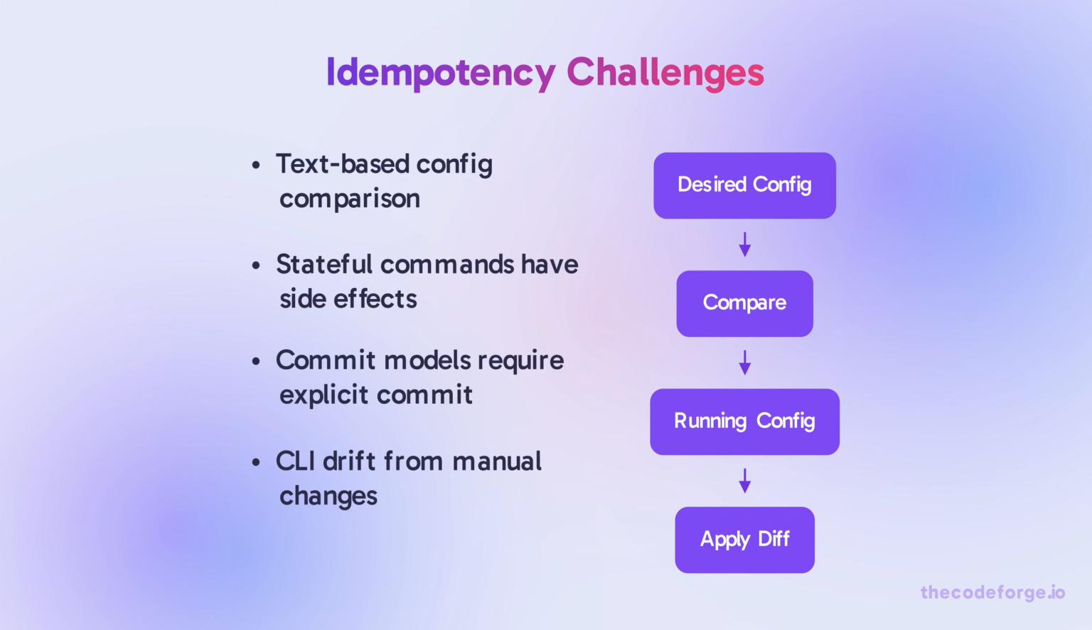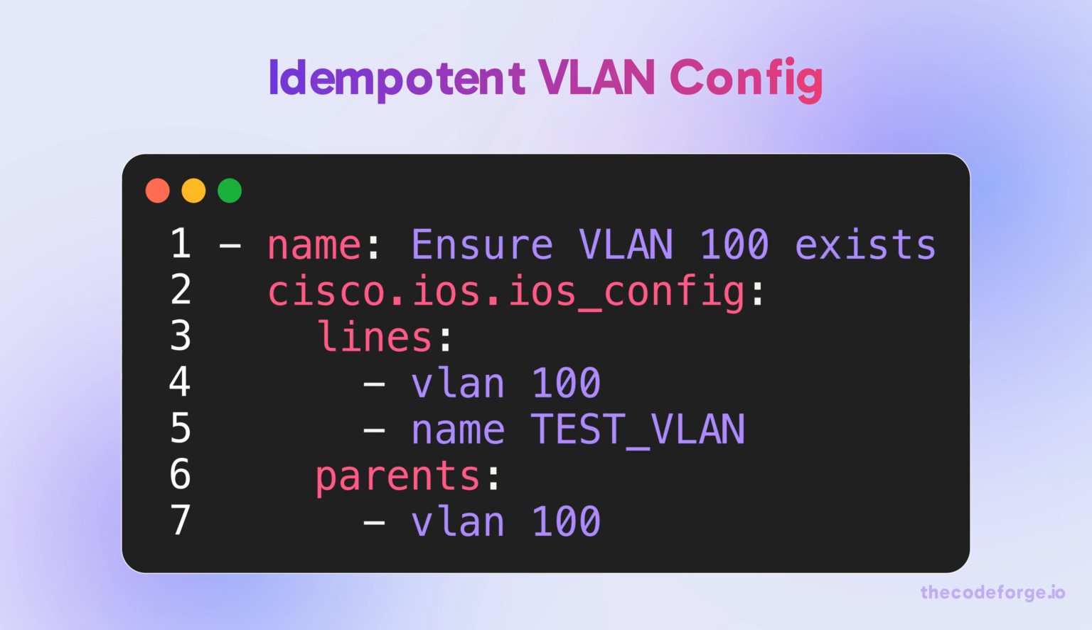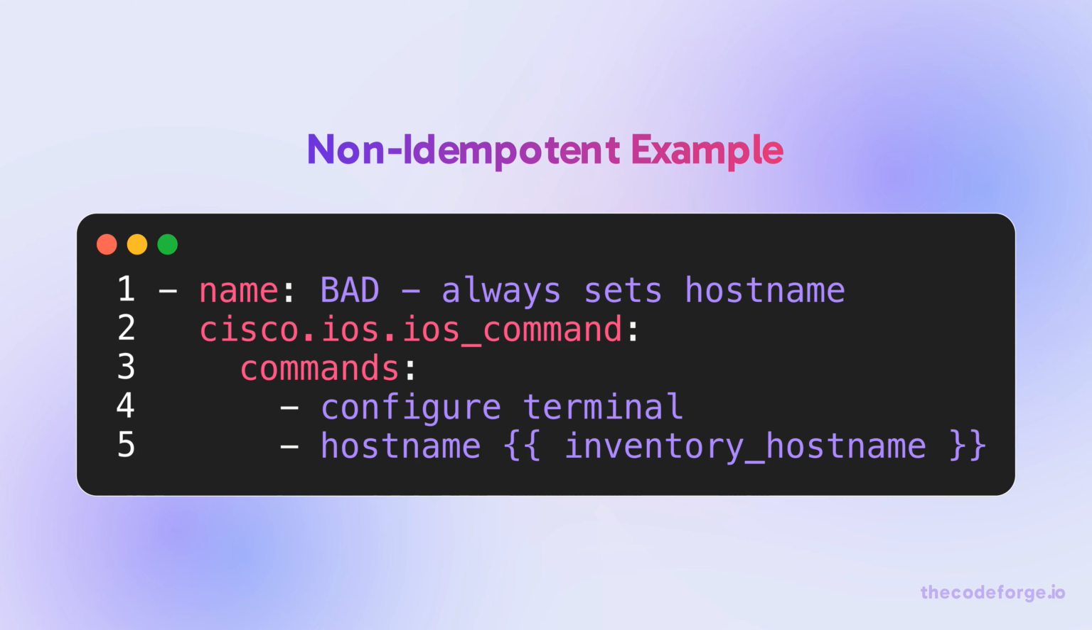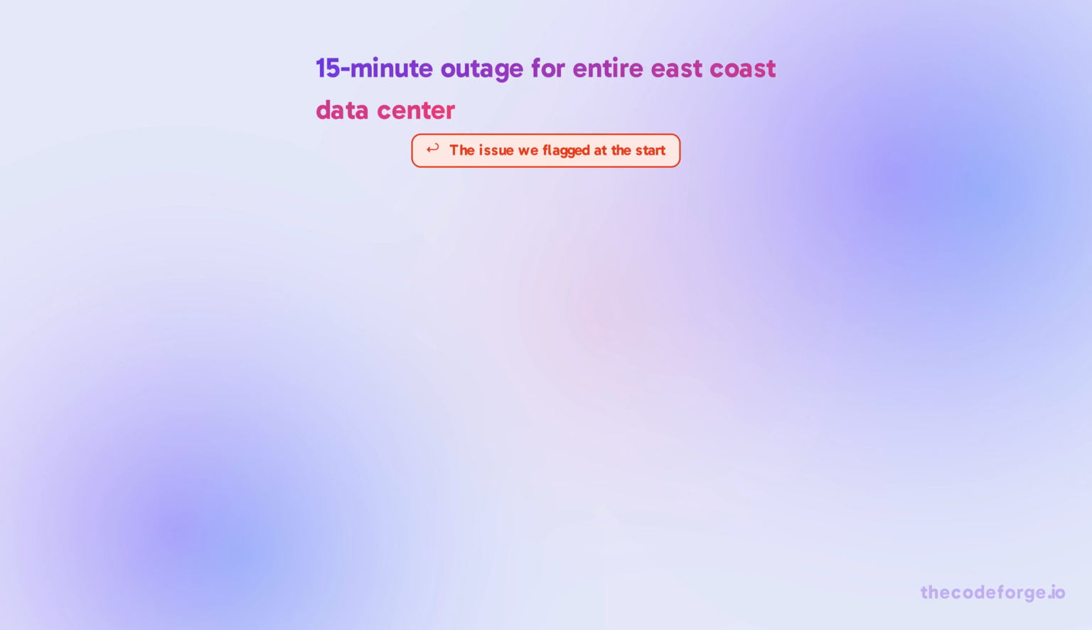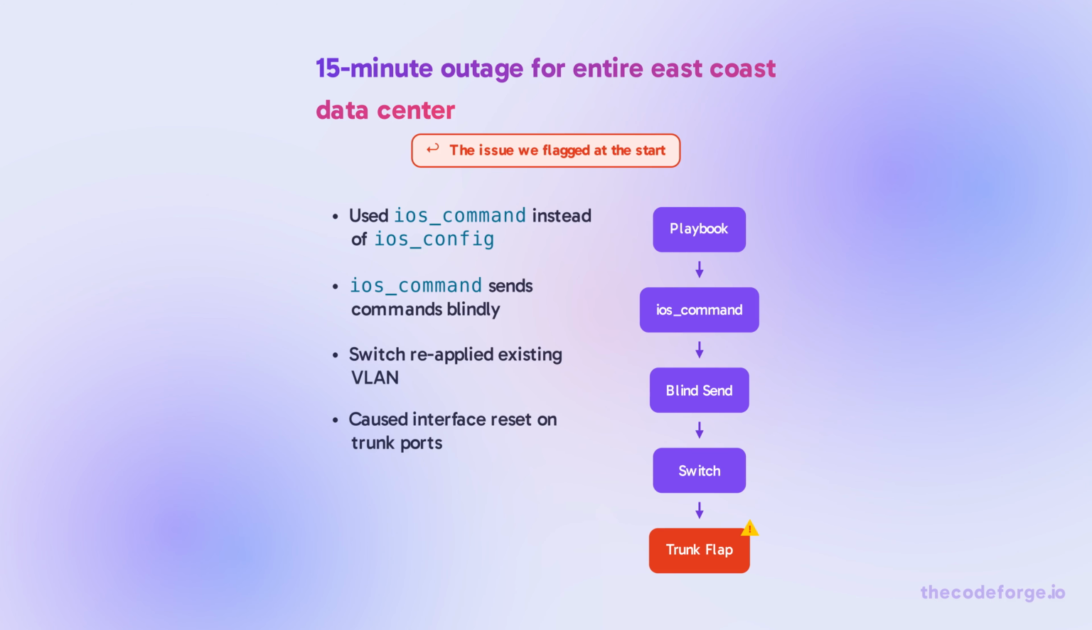Idempotency is the property that running a playbook multiple times produces the same result. In network automation, achieving idempotency is harder than on servers due to text-based comparison, stateful devices, and commit models. This will only create VLAN 100 if it doesn't exist. If it exists, no change. This sets the hostname every run, even if it's already correct. Always use config modules for idempotency. This is the same issue we highlighted at the start.